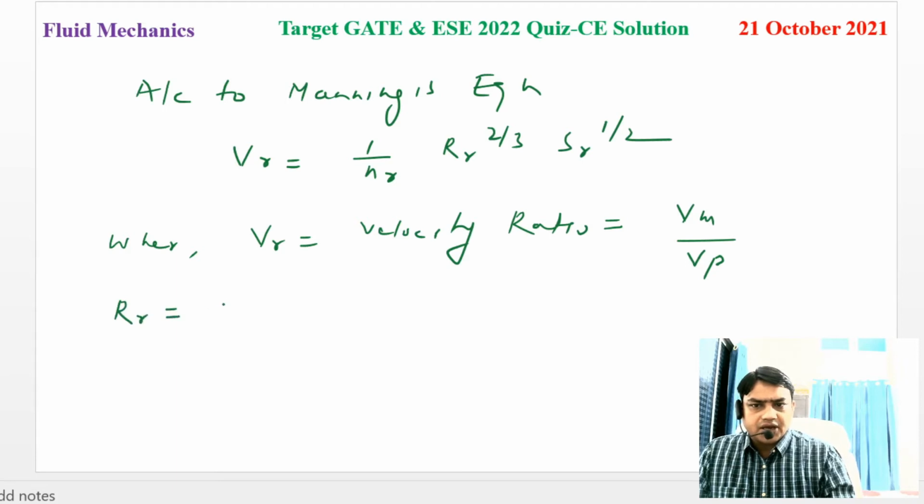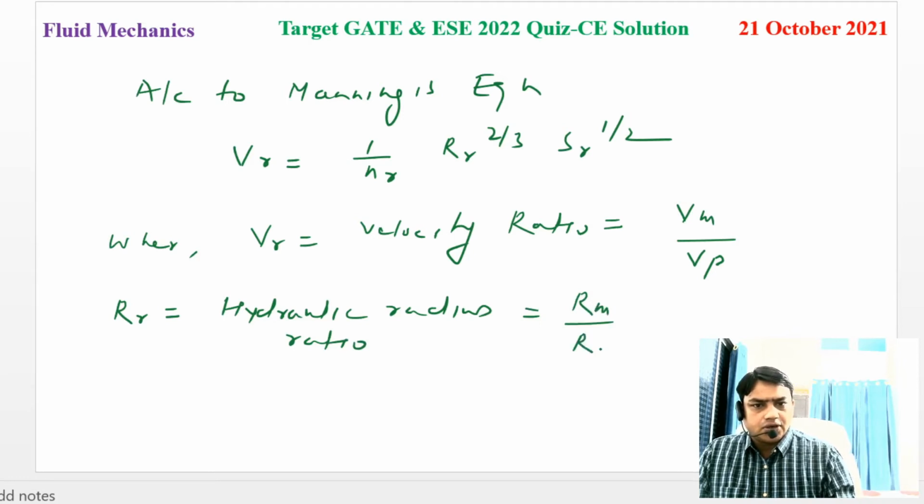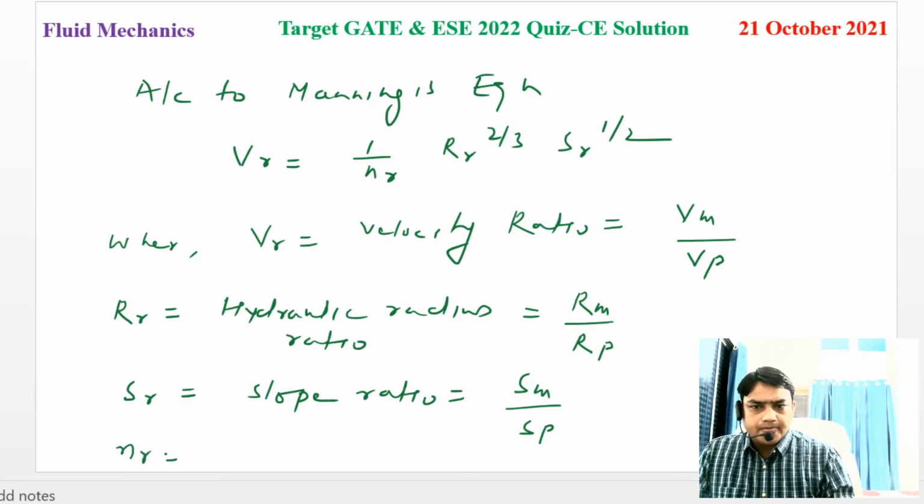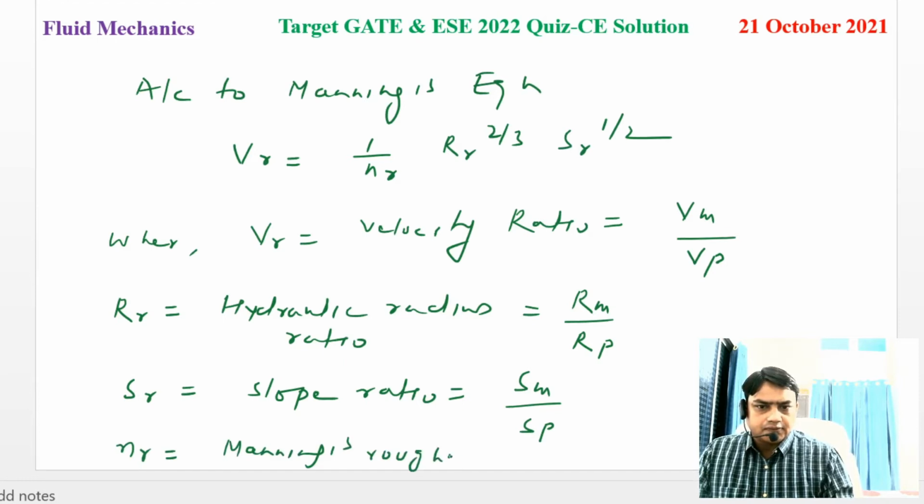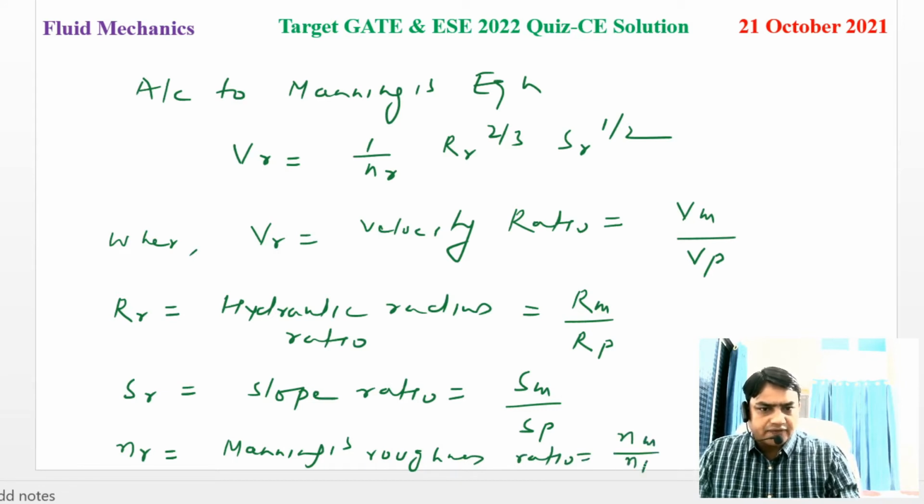Similarly, RR is the hydraulic radius ratio, that can be written as hydraulic radius in the model to the hydraulic radius in the prototype, and SR is the slope ratio, that can be written as slope in the model to the slope in the prototype, and NR is the Manning's roughness ratio, that is the Manning's roughness in the model to the Manning's roughness in the prototype.